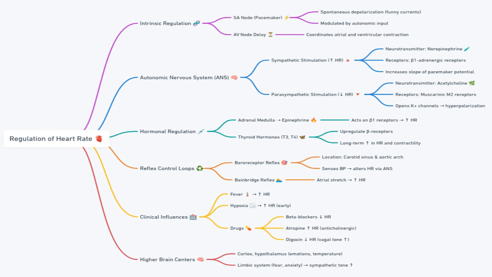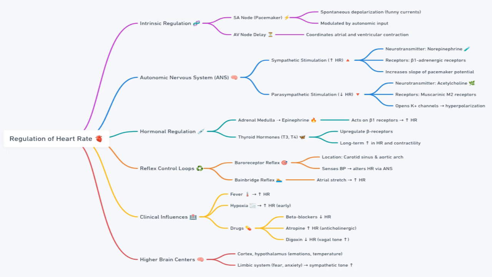With intrinsic regulation, the sinoatrial node and the pacemaker activity are very important over here. The primary pacemaker is the sinoatrial node, which is located in the right atrium, and it initiates the electrical impulse due to its inherent automatic nature, or automaticity.